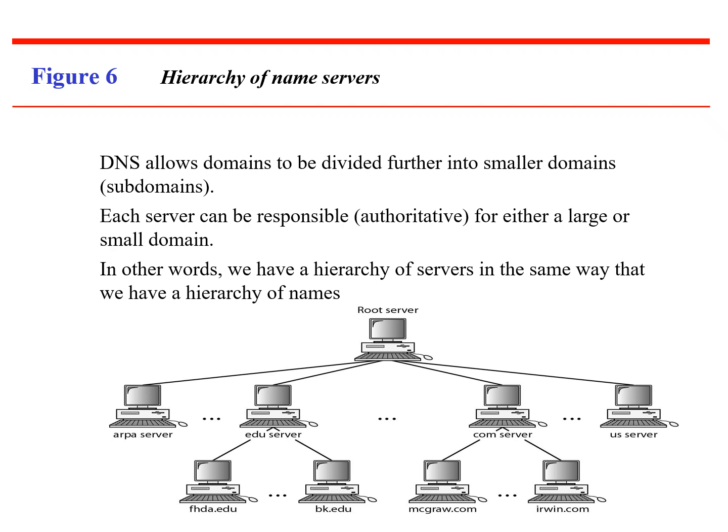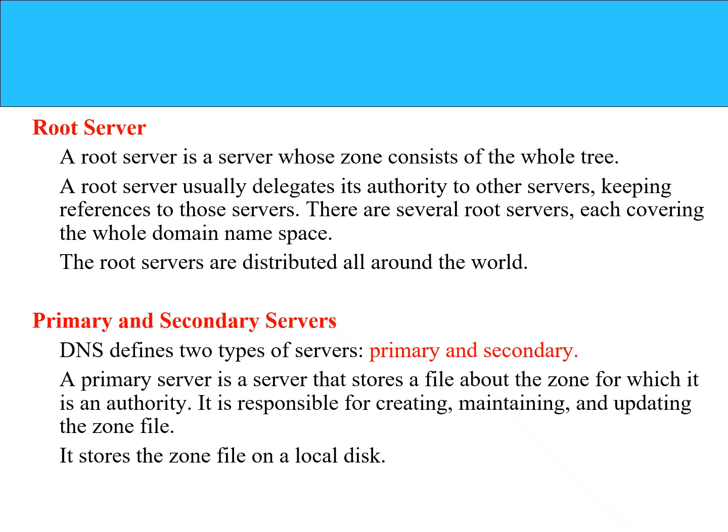Here we can see there is a root server. Under the root server we have some devices, and under these we also have a number of devices. A root server is a server whose zone consists of the whole tree. A root server usually delegates its authority to other servers, keeping references to those servers. There are several root servers, each covering the whole domain namespace. The root servers are distributed all over the world.